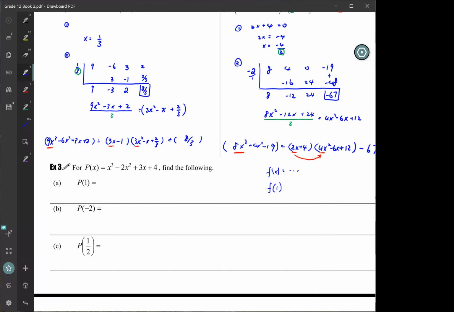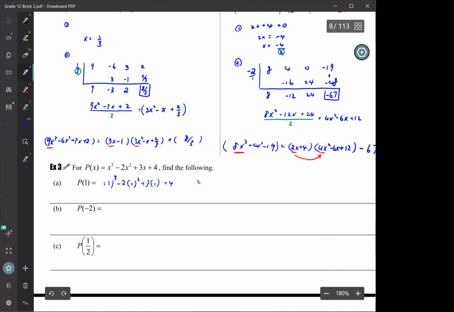We use p because it represents polynomial. Okay, so it's not p times x. It's the same symbol as the function notation. All right. So for p of 1, it will just be 1 cubed, right? We subbed 1 into the x. Minus 2 times 1 squared plus 3 times 1 plus 4.